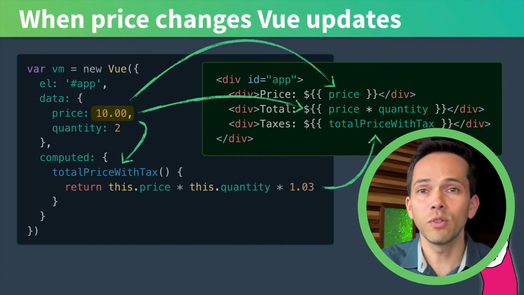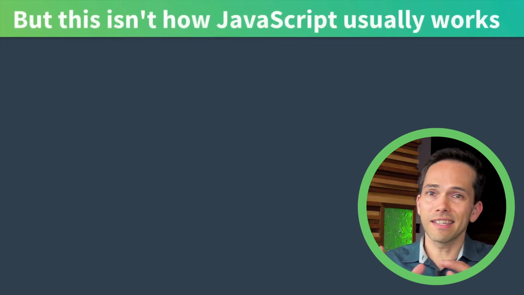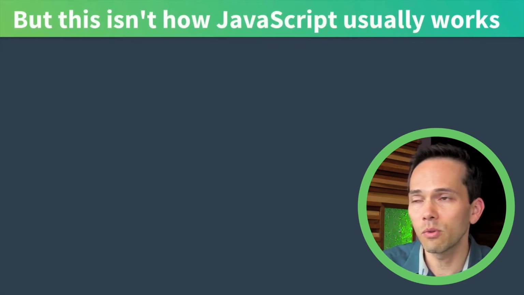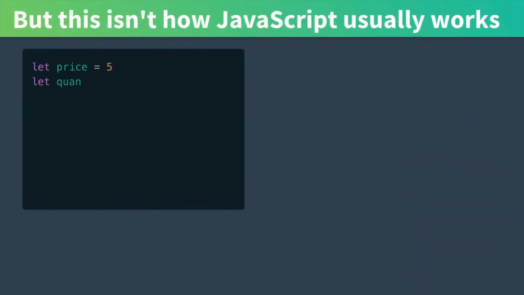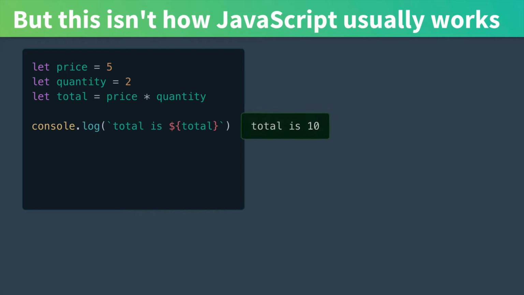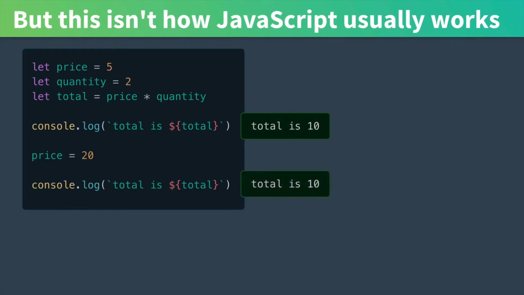Specifically, Vue's reactivity, because this isn't how JavaScript usually works. If we have price and quantity, and we have a total which multiplies them together, and we print out the total, and then we update the price, total is still 10. It doesn't get updated, there's no reactivity here.